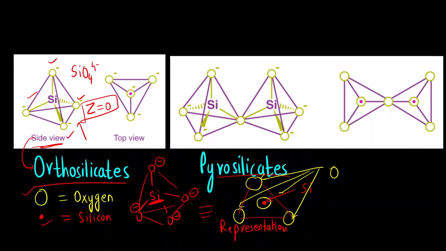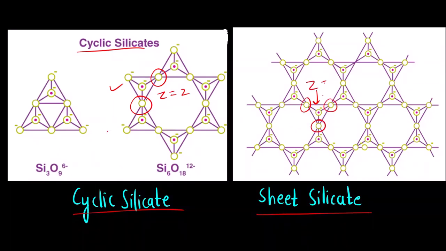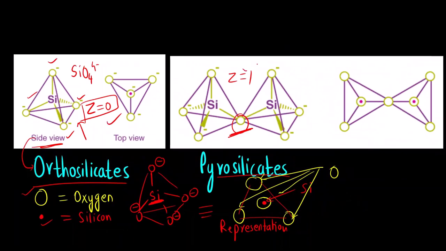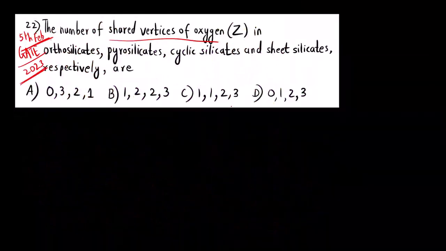In pyrosilicate, you can see there is one oxygen that is common. So Z is 1. In cyclic silicates, you have to consider only one unit. Let's say we are considering this unit. One is this and another is this. So Z is equal to 2. Here, if I consider this one, 1, 2 and 3 oxygens are shared. So here Z is equal to 3. So the correct answer is 0, 1, 2 and 3. Correct answer is option D.